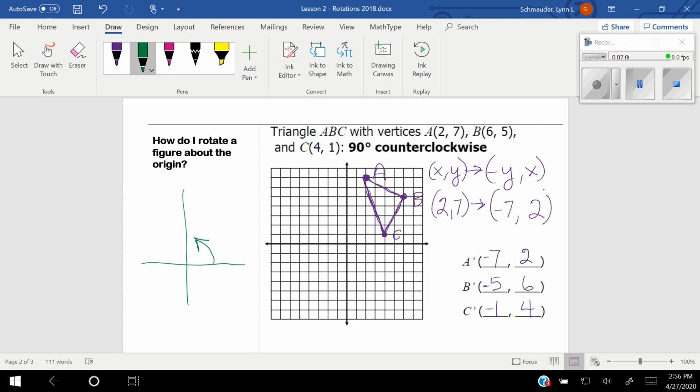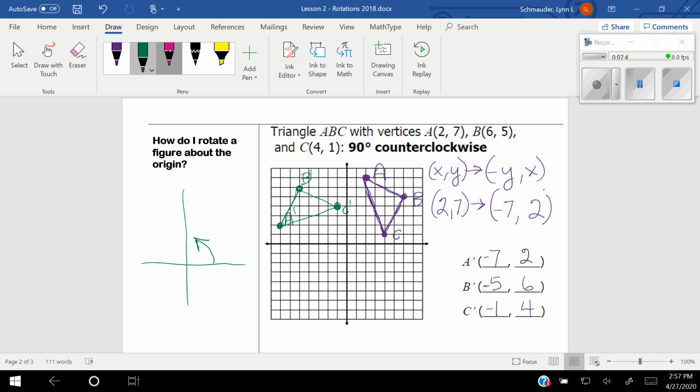Okay, so let's sketch in our image here. We got negative 7, 2. So there's A prime, B prime, negative 5, 6, 1, 2, 3, 4, 5, 6. And C prime, negative 1, 4, 1, 2, 3, 4. Remembering that the origin is our center of rotation, we have to be using the origin in order for these rules to apply.